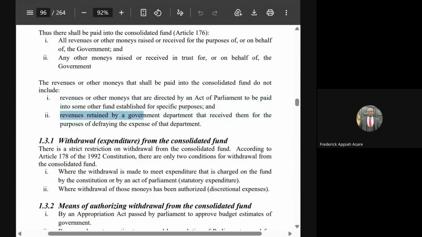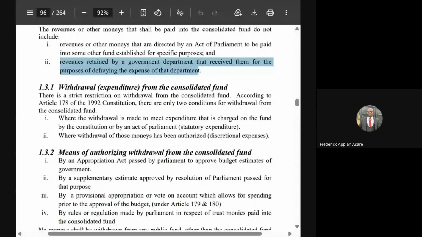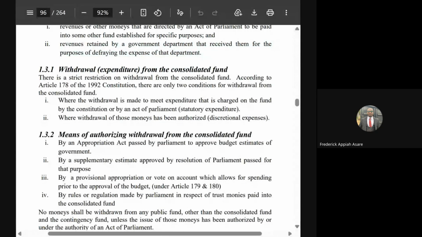Also, revenue retained by the government department that received them for the purpose of defraying the expenses of the department. So, for instance, property rate should have been sent to the government. Property tax is a tax revenue and it should have been sent to the central government. However, the Constitution does not allow them to send it to the government, but rather keep it at the district level. So aside such funds, any other fund must be deposited into the consolidated fund.